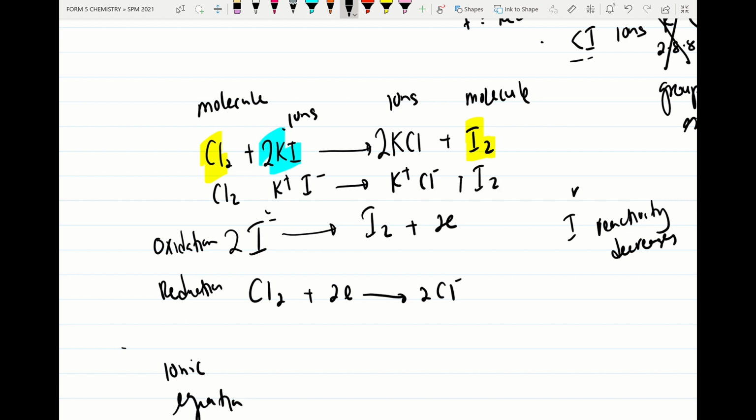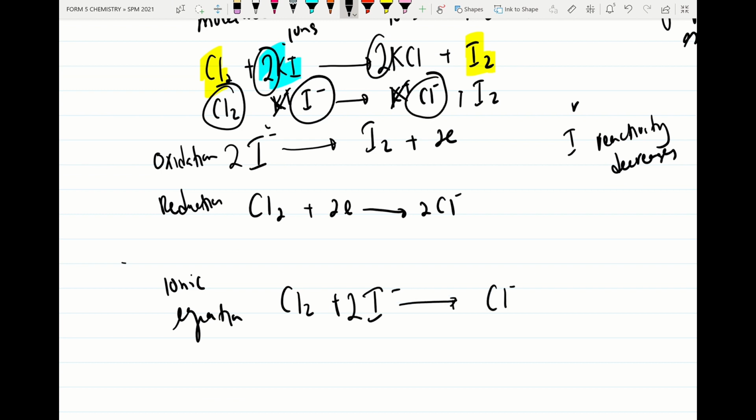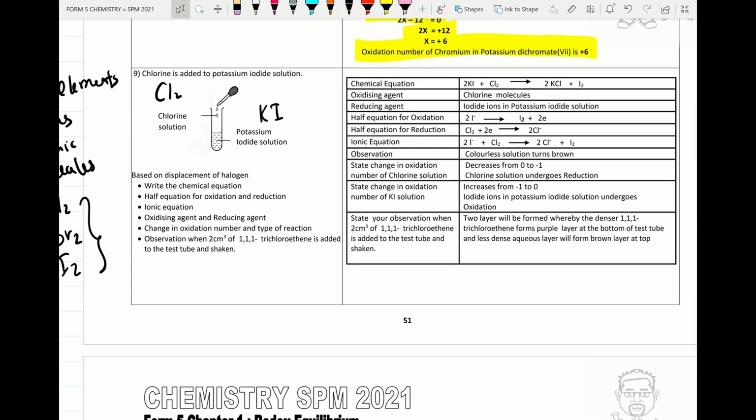Remove the spectator ion, which is potassium ion. Alright, so I take the chlorine molecule, put here, and iodide ion I put here. So we have 2 iodide ions, so I put 2 here. Alright, so we have chloride ion, so I put here. We have 2 chloride ions, so I put here. Then iodine molecule. So this will be the ionic equation. So please practice and please go through more questions. Very important essay question for this year SPM.